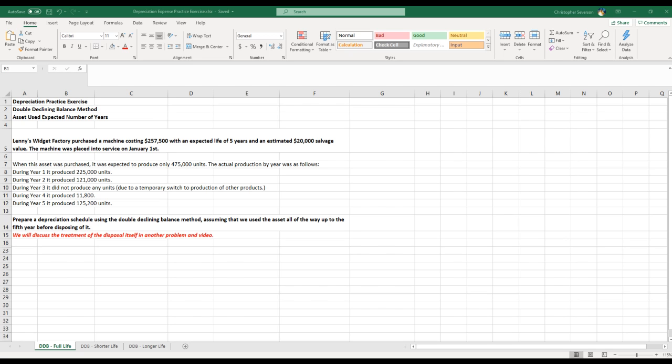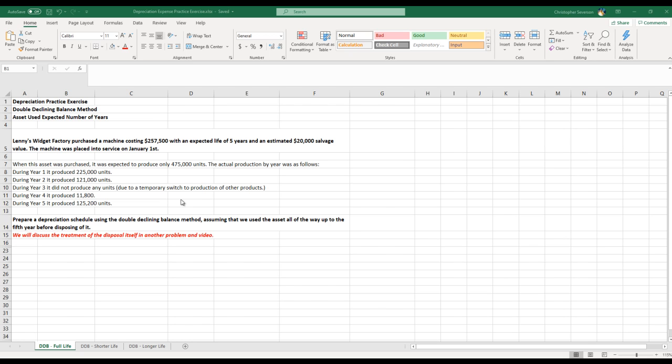The one thing I want to mention here is that this data, depending on the problem you're dealing with, may be included, but it's only going to be needed for the units of production method. It's not needed for straight line or double declining balance. So we can ignore that, but there is one piece I want to mention here.